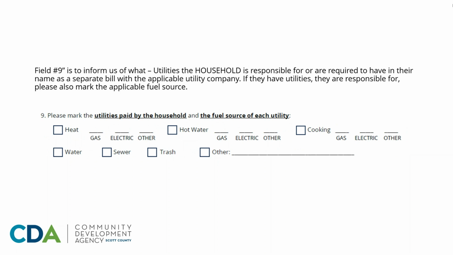Field number 9 is to inform us of what utilities the household is responsible for, or are required to have in their name as a separate bill with the applicable utility company. If they have utilities that they are responsible for, please also mark the applicable fuel source.